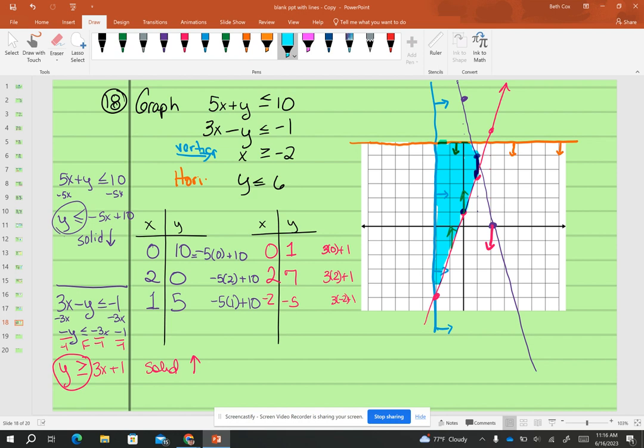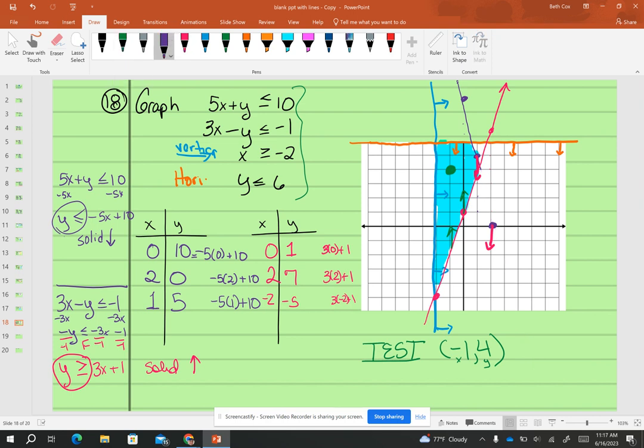Okay, now on all of these you can test. I have not shown you how to do a test point, but all of them you can test real quick. Test point. Pick a point that you shade. So there's a point that I shade. That point is negative 1, 4. If I plug negative 1 for x and 4 for y in all 4 of my equations, I should get a true on all 4. That is like a test.